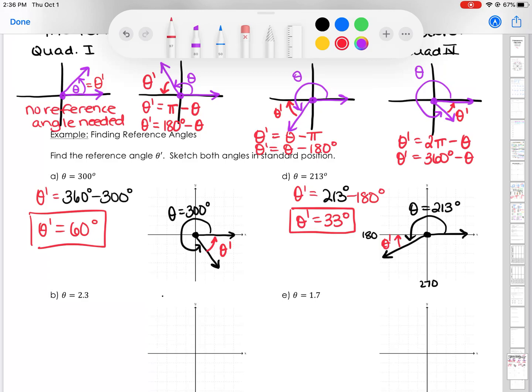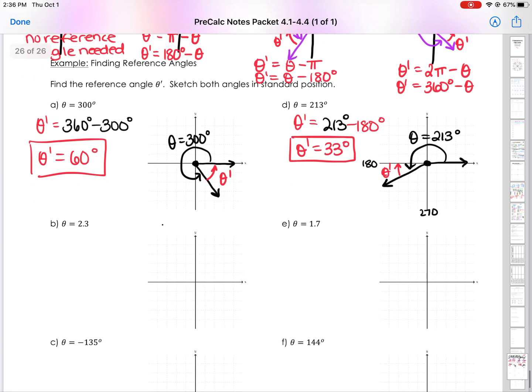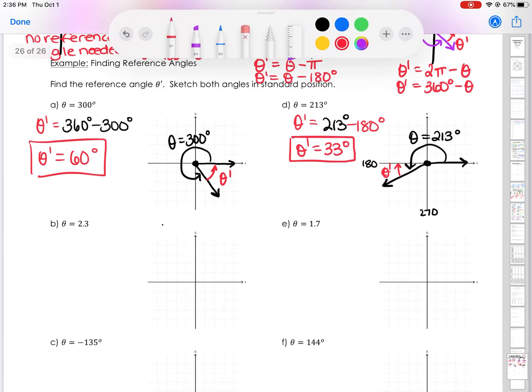All right, this is a little bit trickier. So we want to figure out 2.3. Where is 2.3? It doesn't have degrees, so we must be referring to radians. 2.3 radians, normally we see the pi symbol. We don't see pi here. So let's think about this for a second.